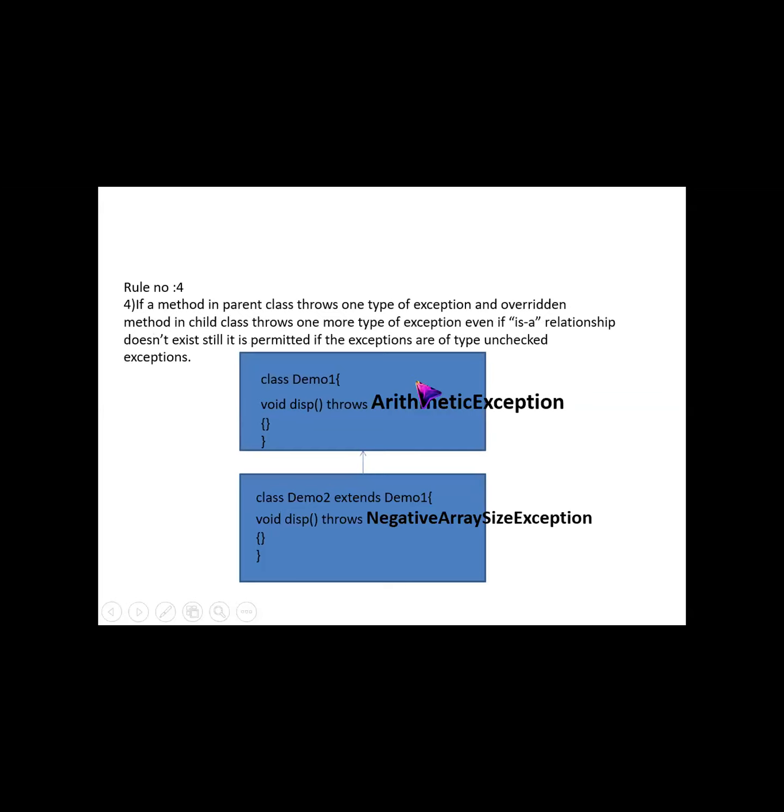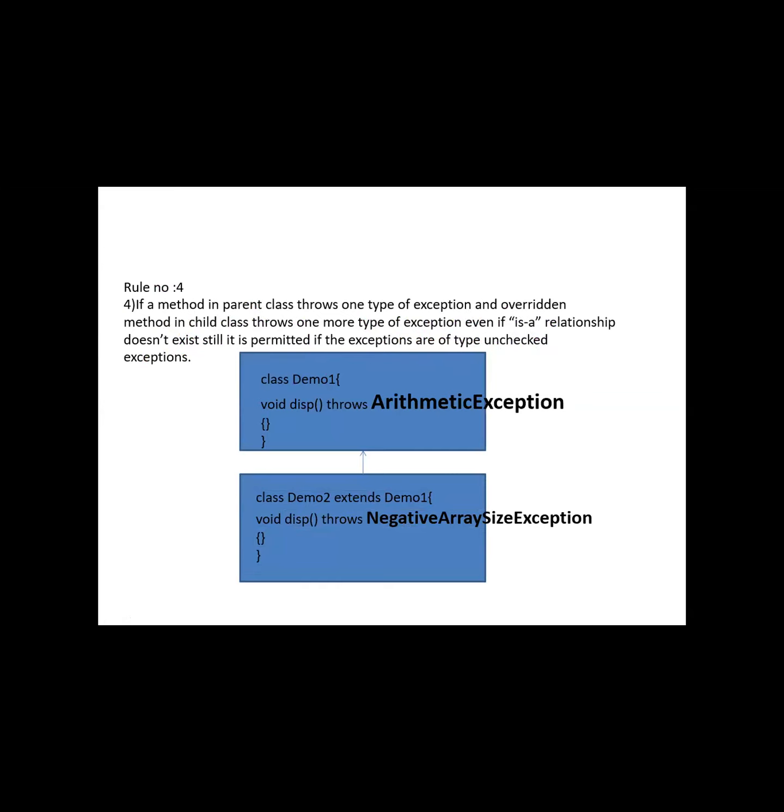Third one, if a method in parent class throws one type of exception and overridden method throws another type of exception, it is still permitted if there is a relationship between those exception types. Okay, then I should go back here. If a method in parent class throws one type of exception and an overridden method in child class throws one more type of exception, even if the relationship does not exist, still it is permitted if the exceptions are of type unchecked. Getting my point?